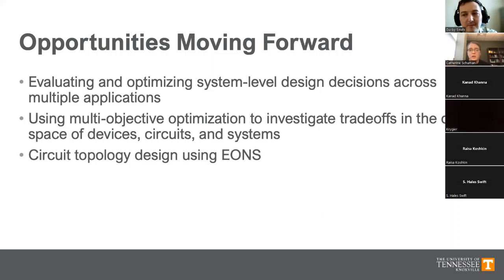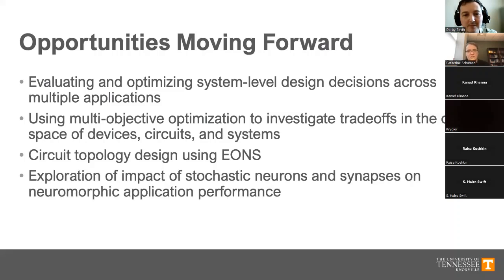We can do circuit topology design using EONs. We've used EONs in the past to do spiking neural network design, but EONs really is just optimizing graphs or networks. It doesn't care that the nodes and edges are represented using neurons and synapses in neuromorphic. It's just optimizing nodes and edges with some number of parameters. We can easily extend EONs to do that. We've already started looking at that a bit as part of COINFLIPS.